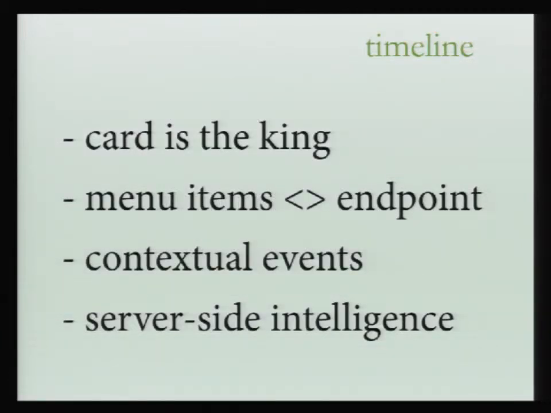So the timeline. Remember, timeline is the basic UI. The card is the unit. We have menu items or actions, and that's basically the endpoint where we receive all the interaction from the user. We have these new contextual events, and you need to provide your own server-side intelligence. The idea here is it should be more push than pull. You should have your own intelligence running all the time to send or update information to the user and keep the user updated all the time. So when the user wants something, it's already there. That's the idea.